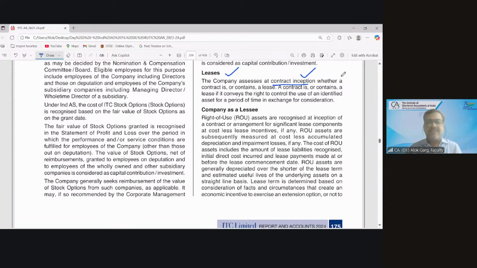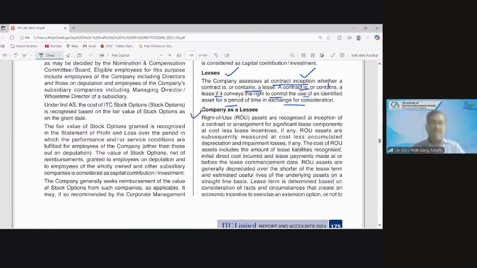So the company assesses at contract inception whether a contract is or contains a lease, right? This is what we studied. A contract is or contains a lease if it conveys the right to control the use of an identified asset for a period of time in exchange for a consideration. What is this? This is a lease definition. Have we covered it? Yes. 5 times. We have covered it 5 times so far. Every day we have covered the definition of a lease contract.